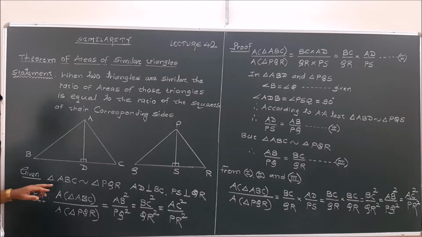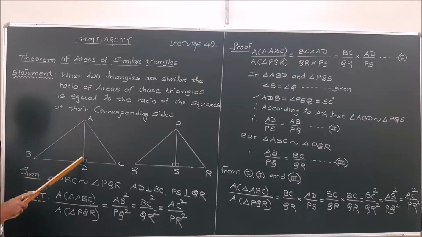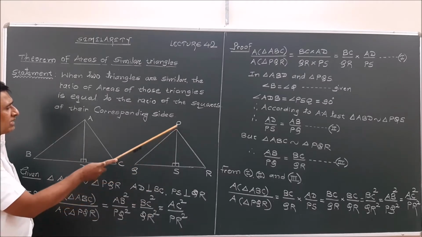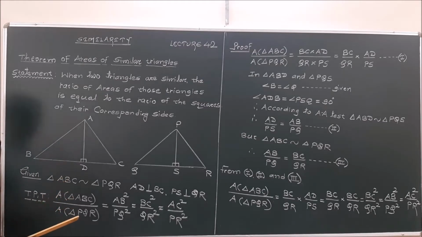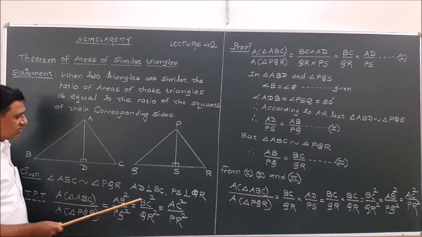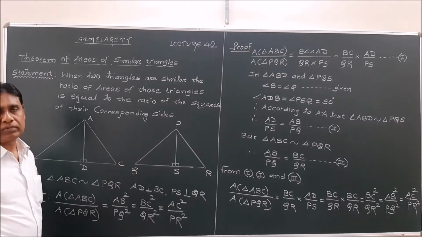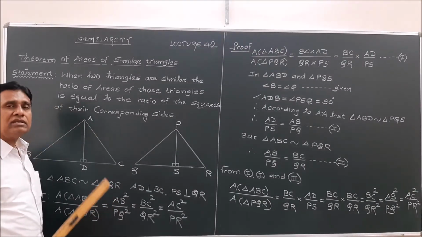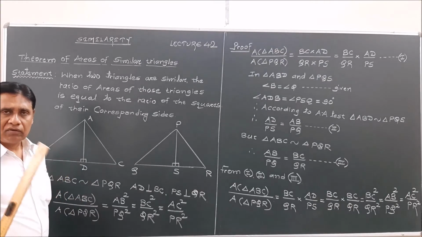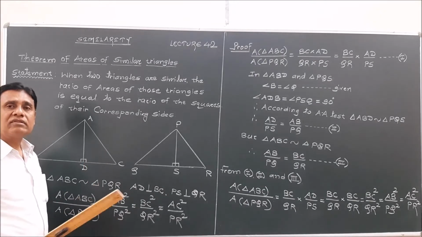Fine. So in the given triangle ABC similar to triangle PQR, AD is perpendicular to BC, PS is perpendicular to QR. Then area of triangle ABC upon area of triangle PQR is equal to AB square upon PQ square, is equal to BC square upon QR square, is equal to AC square upon PR square. Now what is the important thing? These are corresponding sides of similar triangles. Very important.